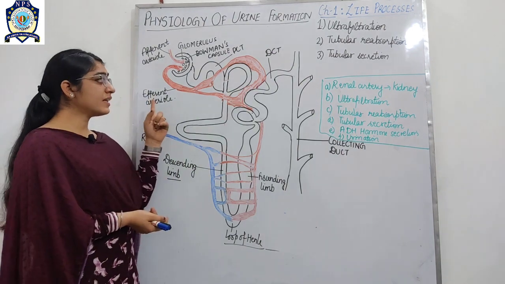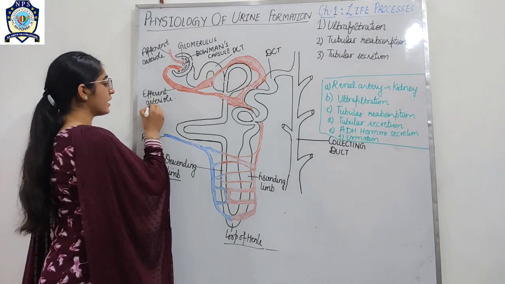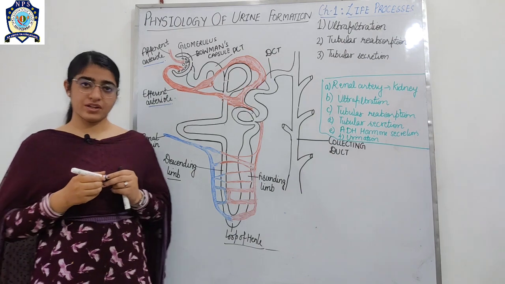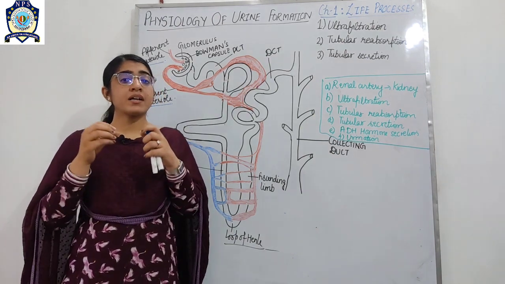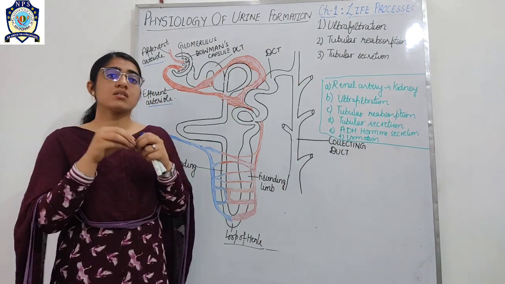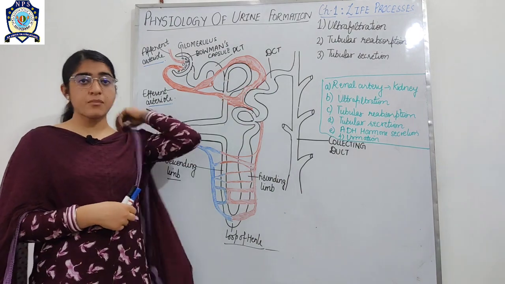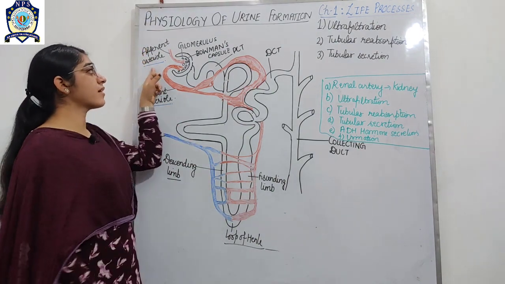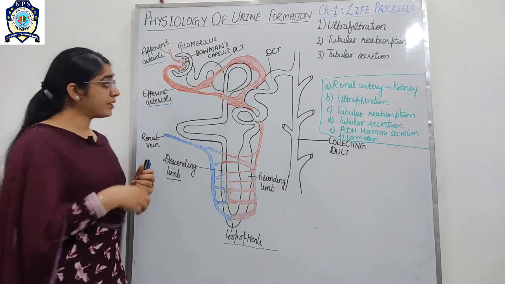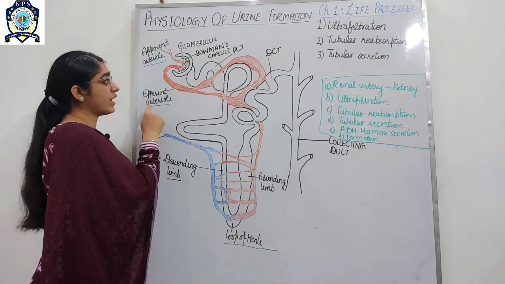So the renal artery is divided into two parts: one is the efferent arteriole and one is the afferent arteriole. Blood enters into the glomerulus with high pressure. So how is blood coming into the Bowman capsule? Blood comes in with the help of the afferent arteriole, and blood leaves the Bowman capsule via the efferent arteriole.